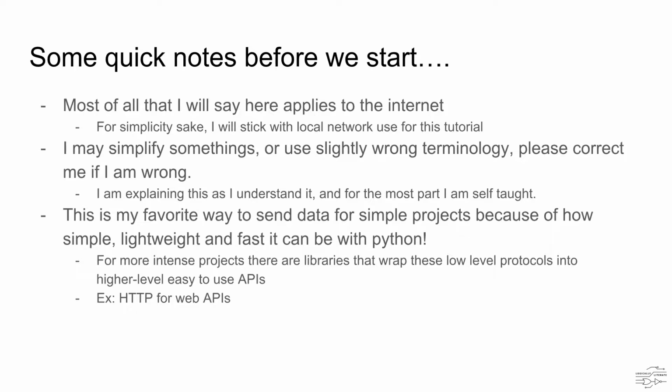Lastly, this is my favorite way to send data over a network because it's very easy to do using Python and can be pretty much done with any device that can connect to Wi-Fi or use an Ethernet port. You can use higher level, easier to use APIs such as HTTP over a network, but they do add more overhead, which can make data transfers take longer and things like that. So this is going to be very good for low latency, high speed data transfer.